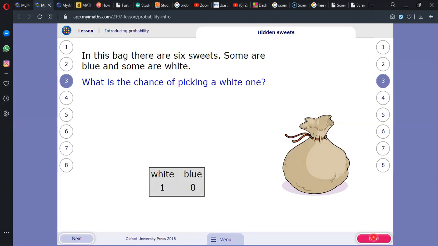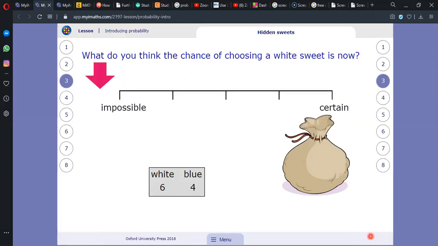The first one is white. Second, white again. Third is blue. Fourth is blue. The fifth is white. The sixth is white again. The seventh is blue. The eighth is blue. The ninth is white. And the 10th is white again. So you see, doing it 10 times, we're able to pick out 6 white and 4 blues.